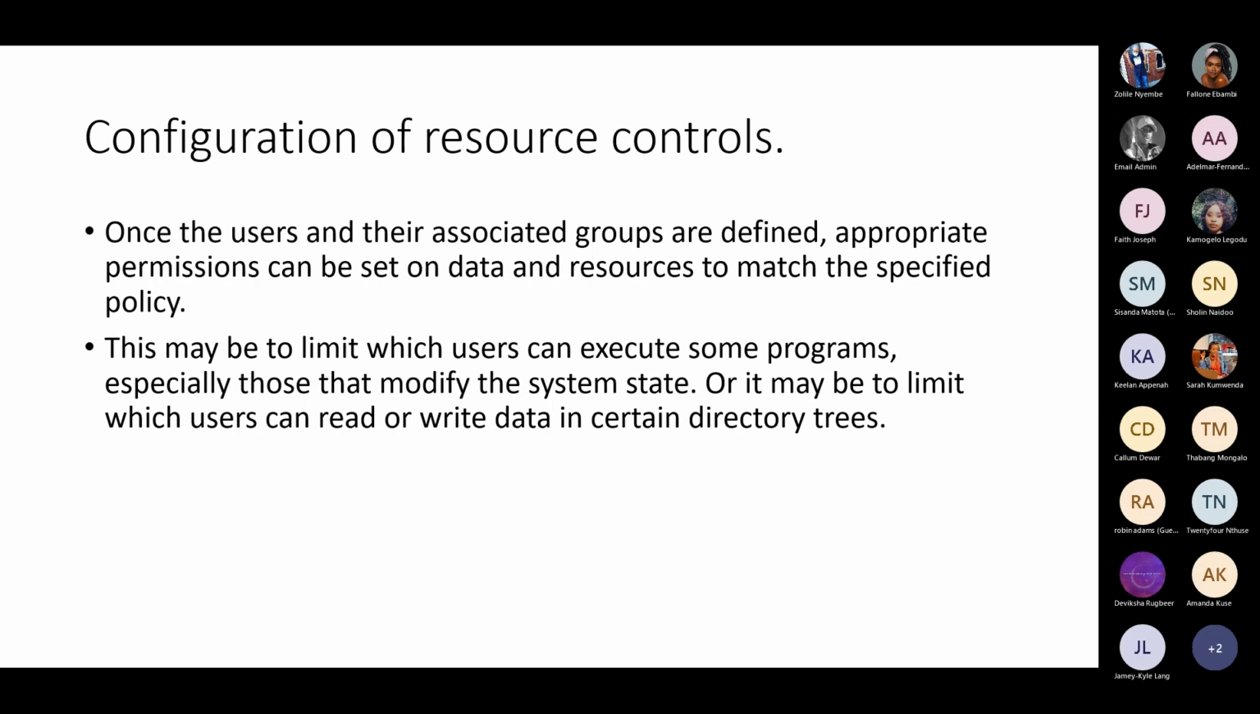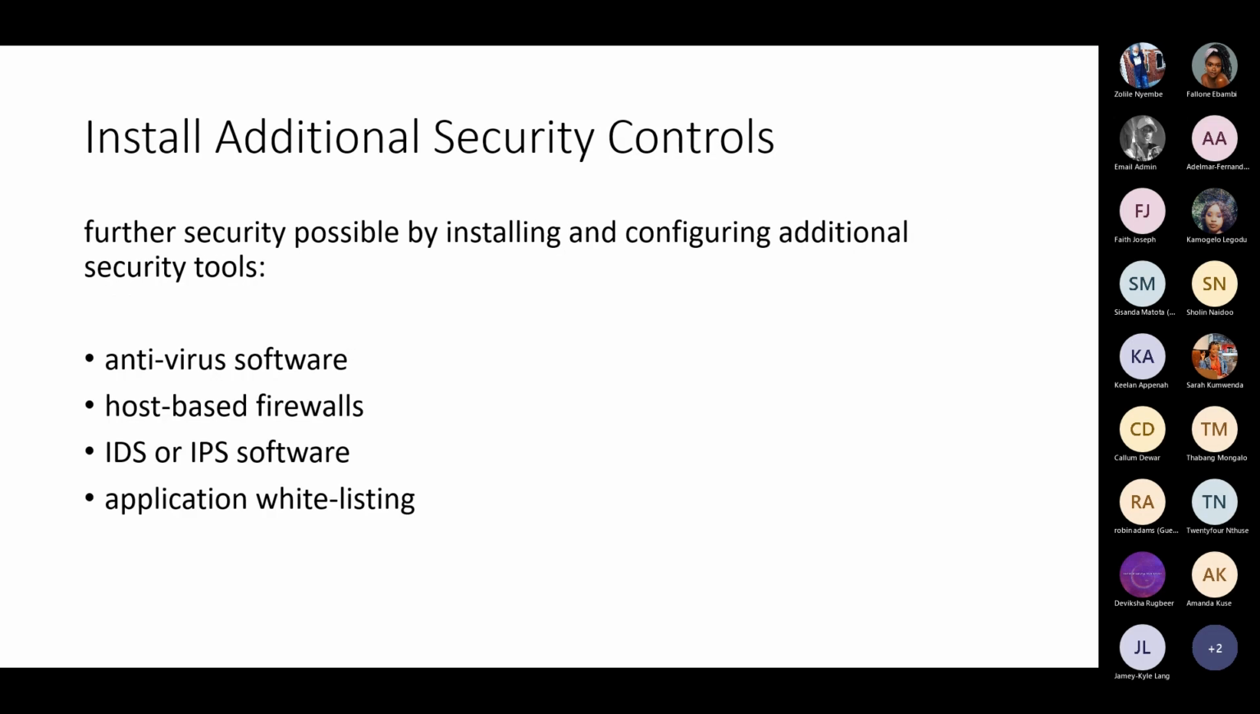Then we have install additional security controls. Further security is possible by installing and configuring additional security tools. Some of the commonly used ones are antivirus software, right? Very common. We all use them on our computers as a layer of protection. Whenever somebody plugs in a flash drive or something with a virus, it's able to detect it.